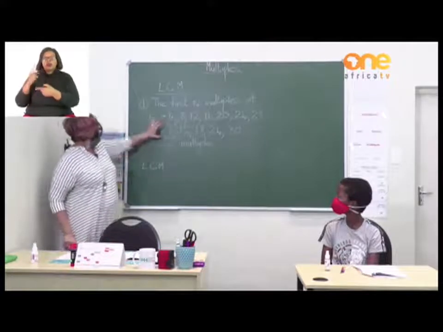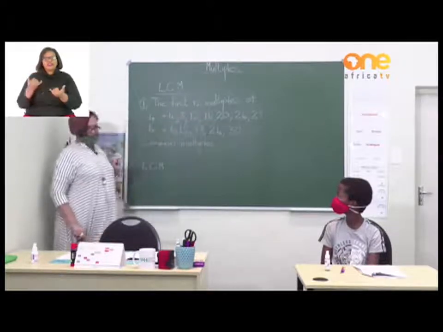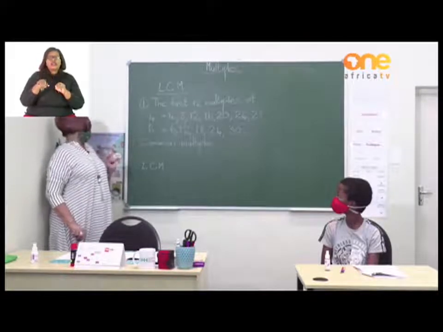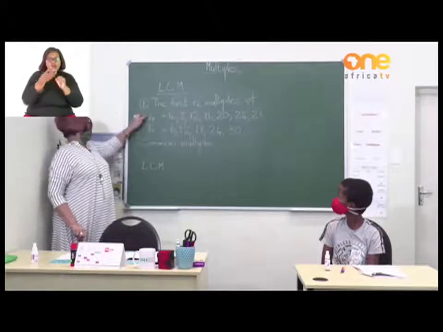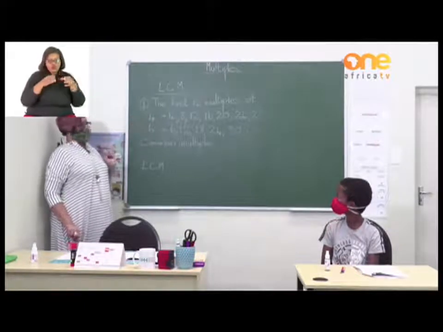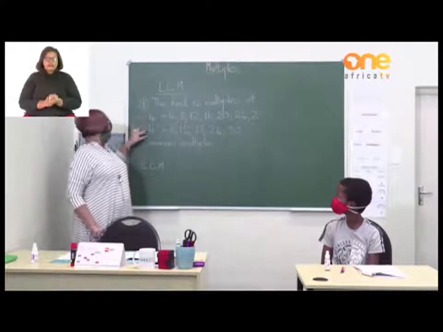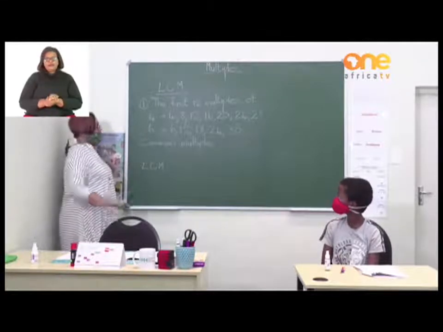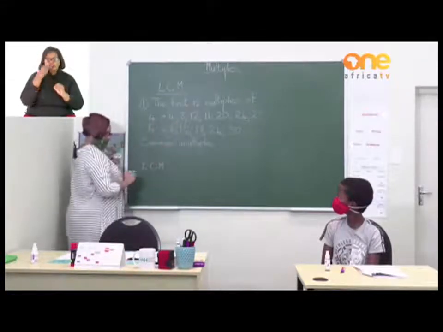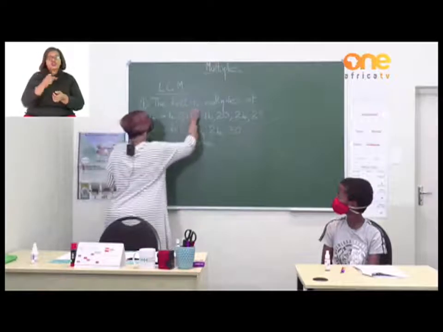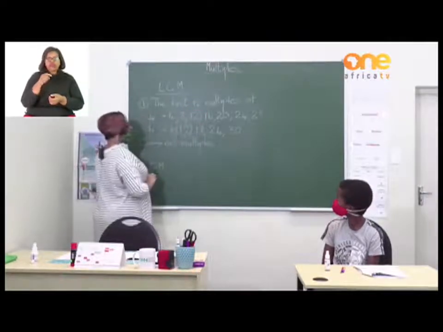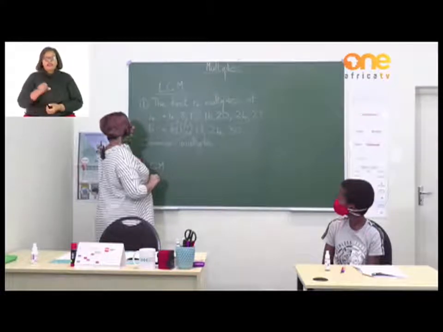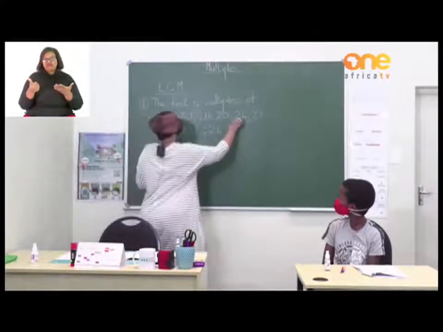Pumweni, by looking at these numbers, we have to find the common multiples. Common meaning the numbers that we find in both sets of numbers. Can you give me the common multiples that you see from the board here? 12. He says 12. Can you find another one? 24.